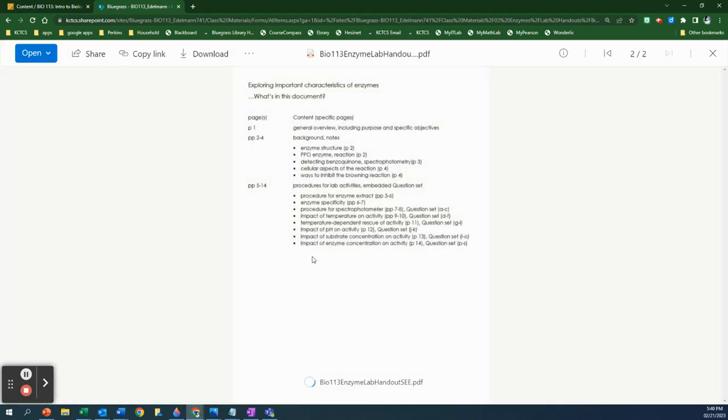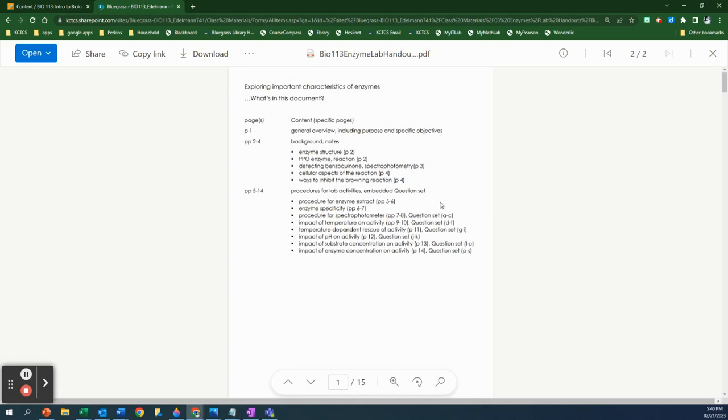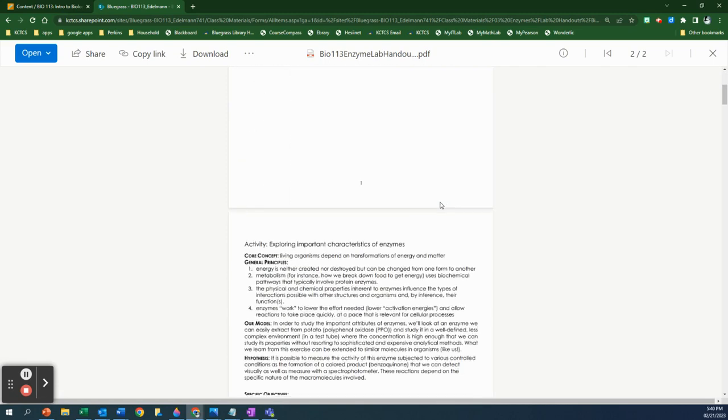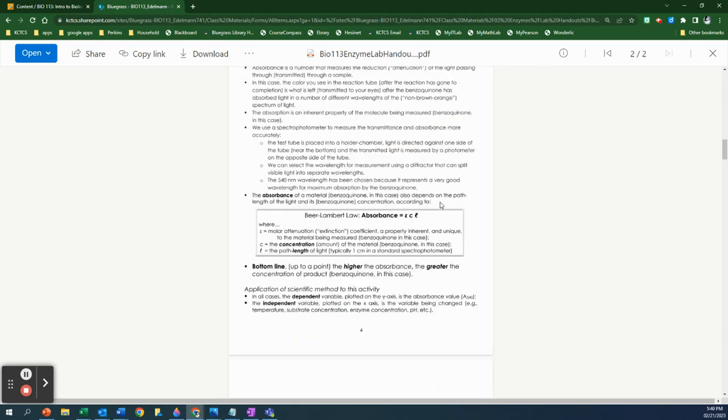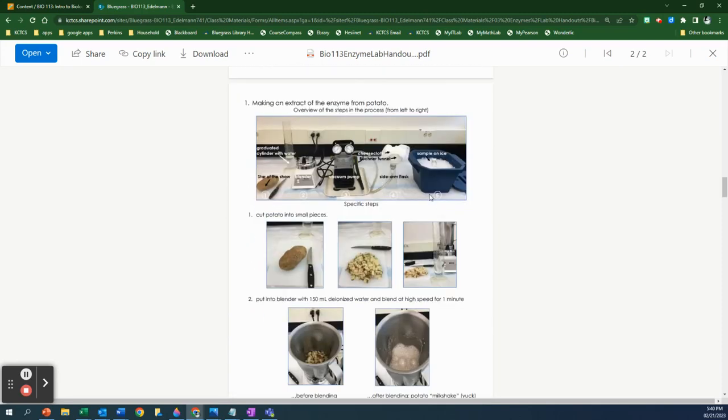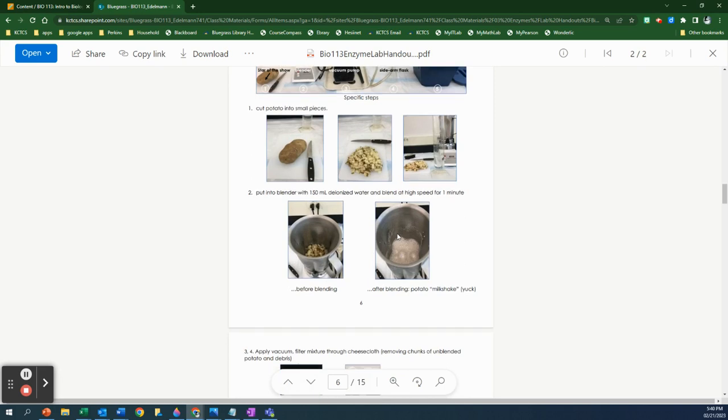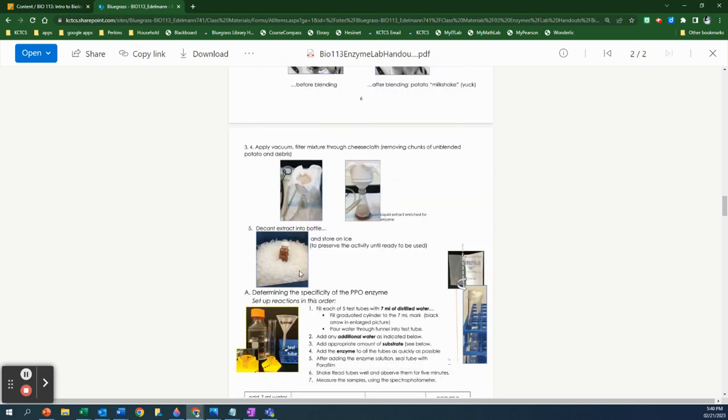The lab handout is basically what this is all about. If we were in the lab, we would be taking a potato and mushing it up. And in the potato is this enzyme called polyphenol oxidase, and you can read all about that in the lab handout itself. In the lab, we'd mush this thing up, and then we would put this enzyme on ice to preserve its activity. And then all the experiments that you're going to do, you would be doing in the lab with this enzyme in the tube.